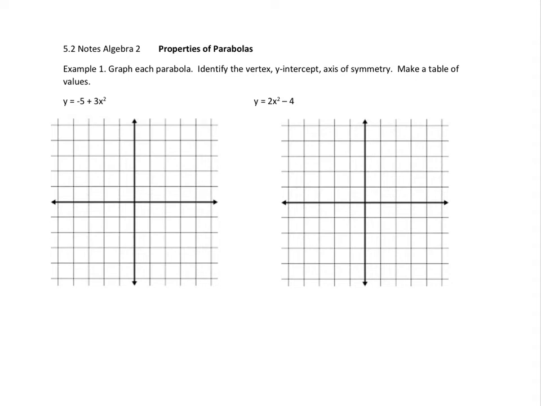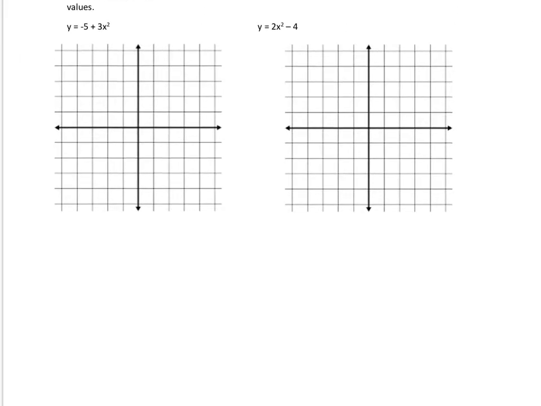So graph each parabola, identify the vertex, the y-intercept, the axis of symmetry, and make a table of values. If I'm looking at this parabola, I'm just going to talk about some facts about this parabola based on the equation. I know that this parabola opens up because the coefficient of x squared is positive. I know that it's narrow, it's a vertical stretch because a is greater than 1. I also know the y-intercept is -5.